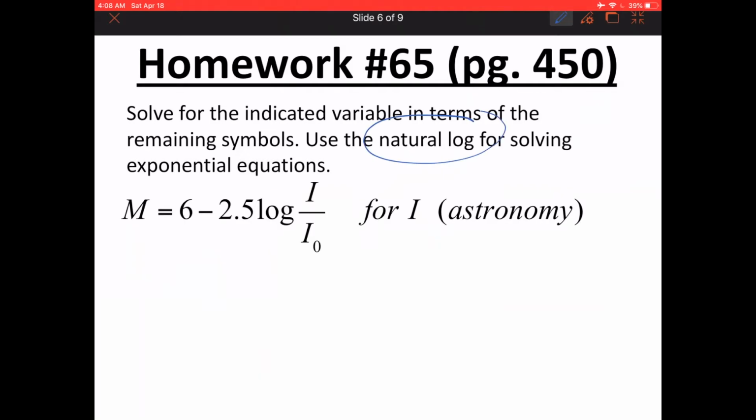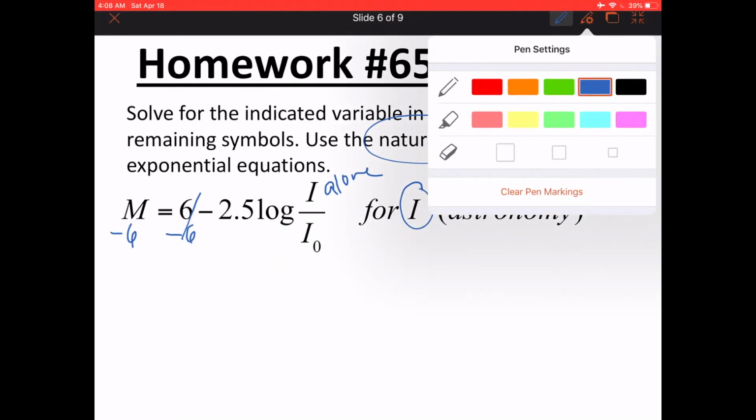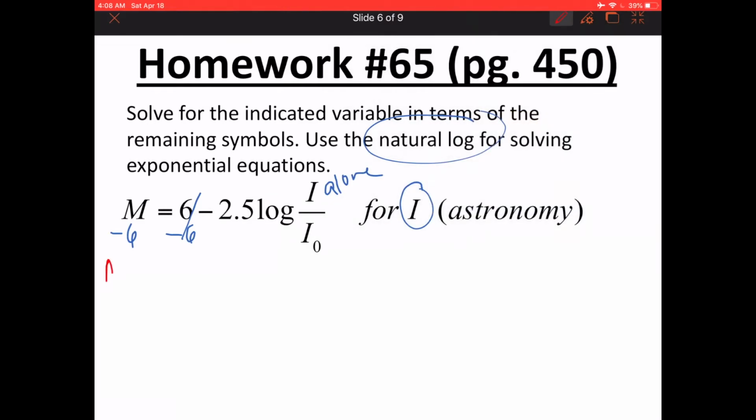Use natural log for solving exponential equations, okay? So we're trying to solve for I, so again, to get that I alone. This is similar to the last problem, but we have an extra step because there is something that I can add or subtract. I can subtract this 6 from both sides.